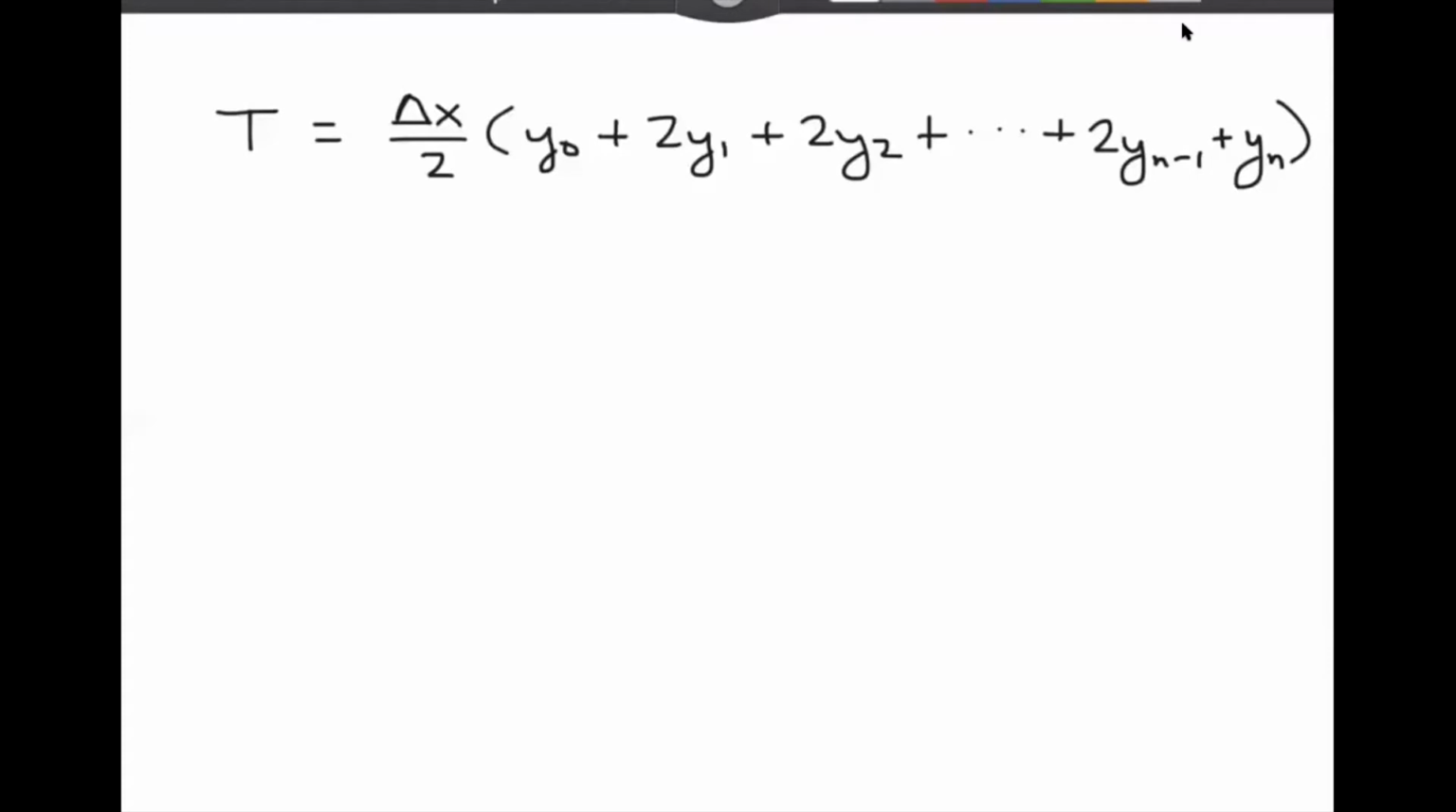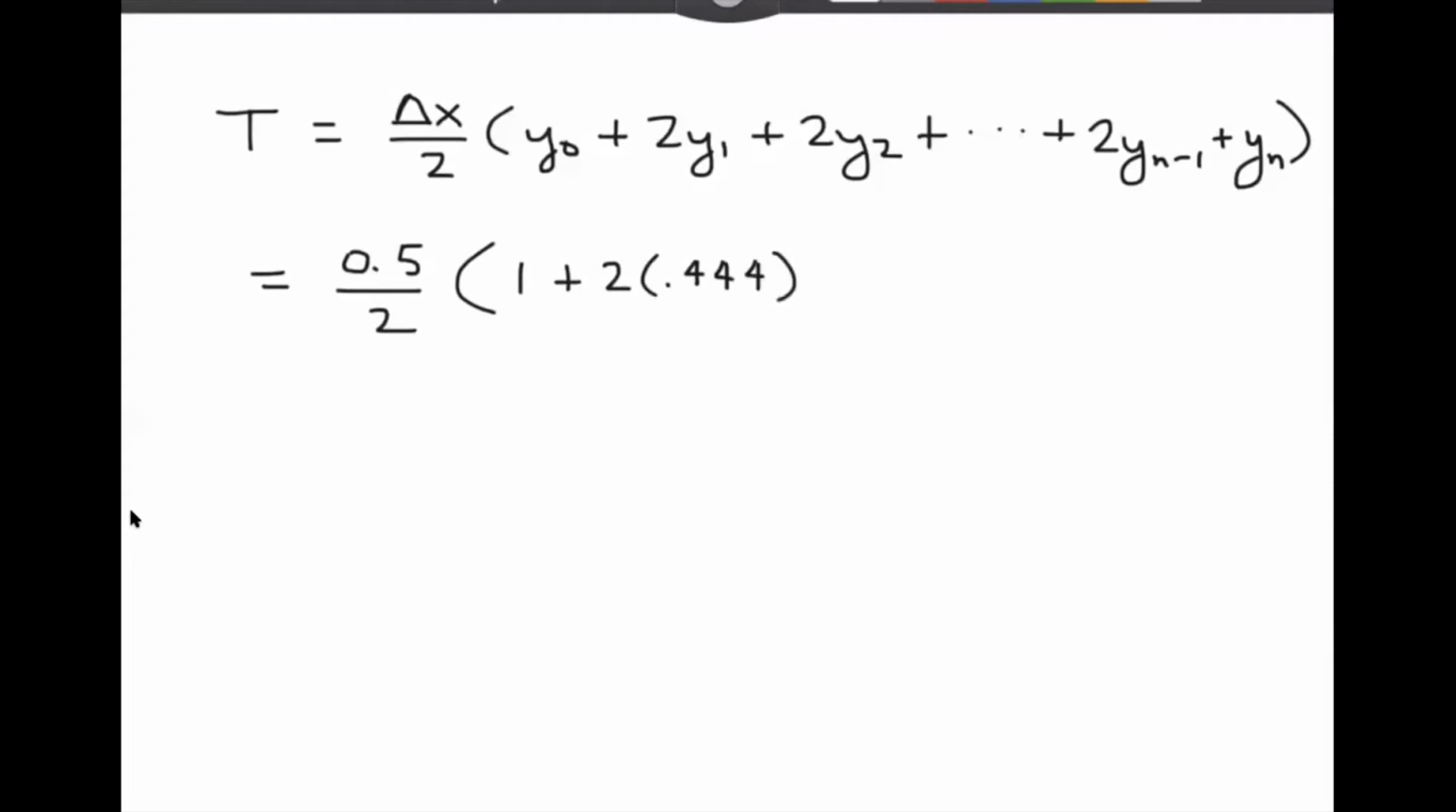Okay, so here is the trapezoidal rule formula. Delta x is 0.5. So we're going to say 0.5 over 2 times, and now I'm reading the y values off my calculator. Y0 is 1. Y1 is 0.444.